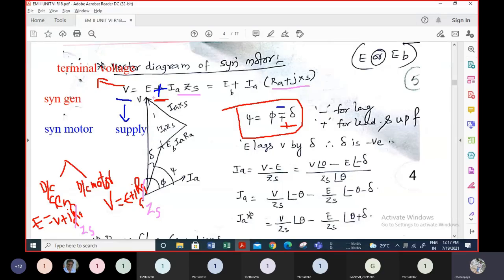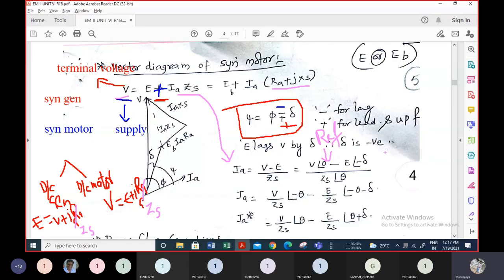Now coming to the vector diagram of the synchronous motor. Whenever I am discussing the synchronous motor, V is the input supply and E is the back EMF, or induced EMF. From the equation V equal to E plus Ia into Zs, I am rewriting it in terms of Ia: Ia equal to (V minus E) by Zs, simple basics. In terms of angles, the terminal voltage is always considered the reference. Do remember that, the angle is 0.